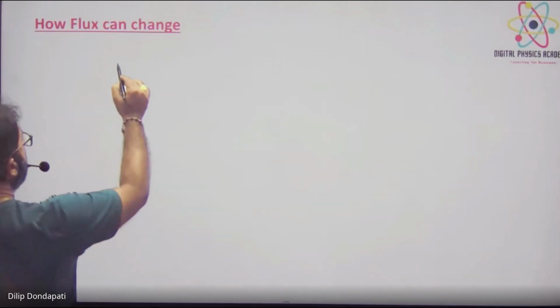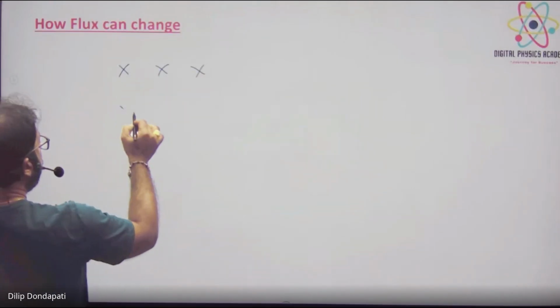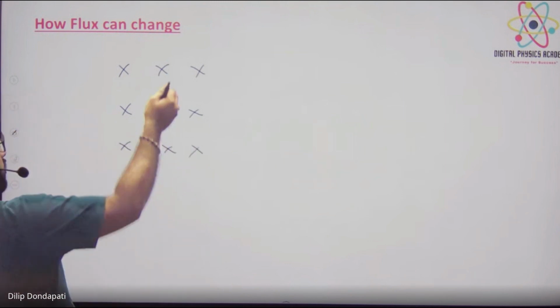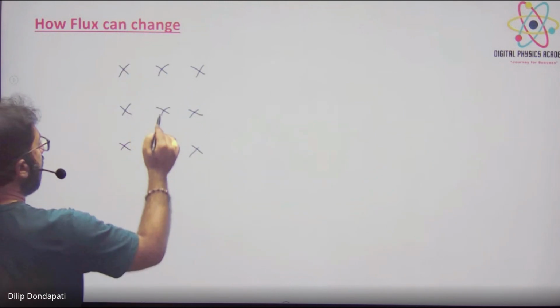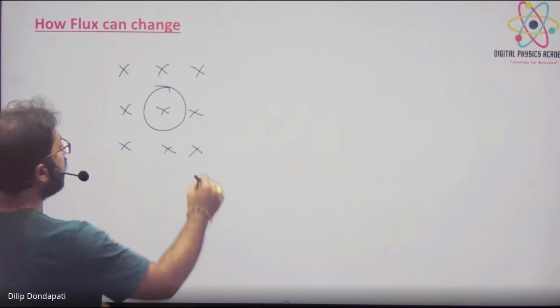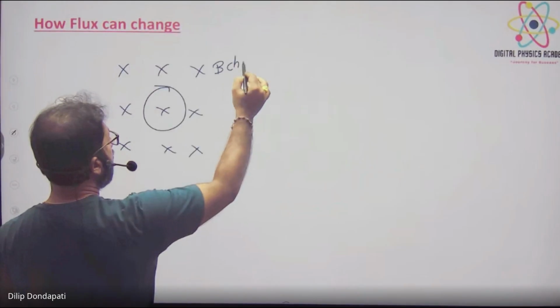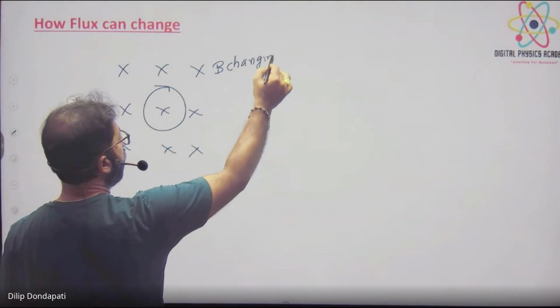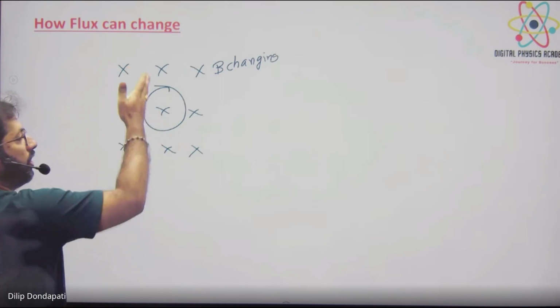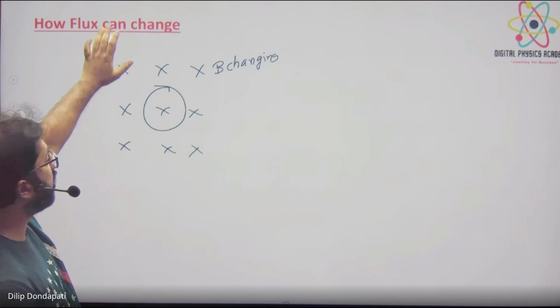One thing is to change the magnetic field. Look, this is a magnetic field, the inward direction is a cross, right? I put a coil. Now B is changing. Magnetic field is changing means flux is changing. Flux lines are changing. Magnetic field lines are changing means flux linkage is changing. So this is a method to change the flux.